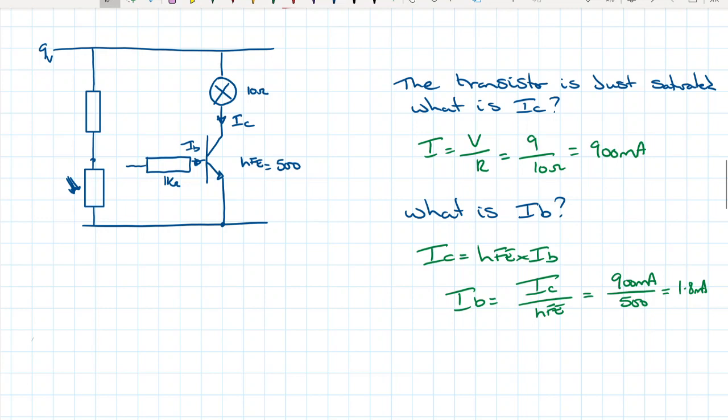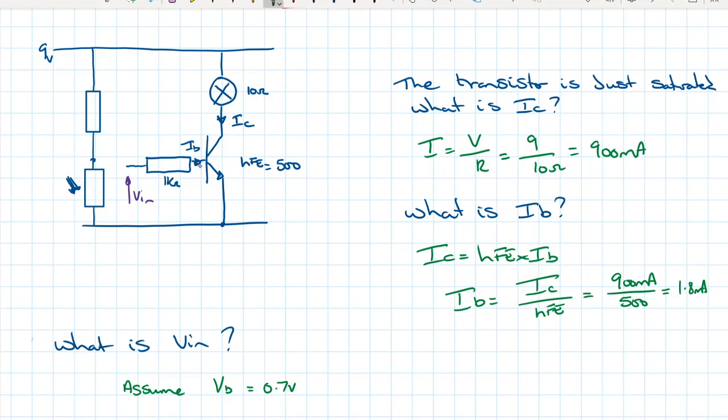So what we're aiming to find now is what V in is going to be. In calculating V in, we're making the assumption that the voltage on the base is going to be approximately 0.7 of a volt. So the voltage just here is about 0.7 of a volt.